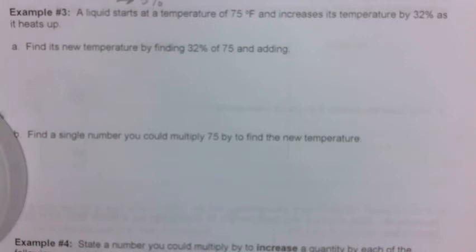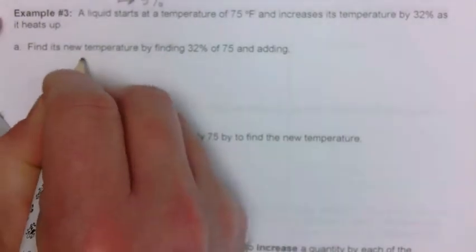In example number 3, we're going to look at another percent increase problem to see if we can understand the process of how we can figure out the new value in just one step. A liquid starts at a temperature of 75 degrees Fahrenheit and increases its temperature by 32% as it heats up. Letter A, find its new temperature by finding 32% of 75 and then adding. So this would be the old way of doing it. We'll do that with our percent change equation.